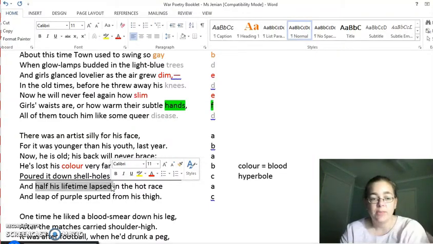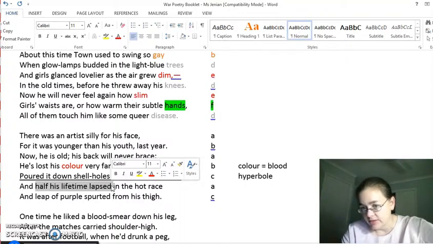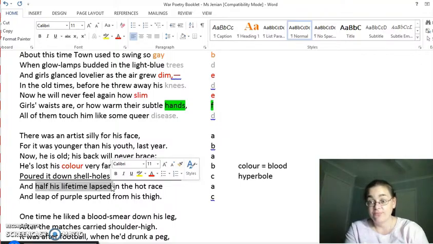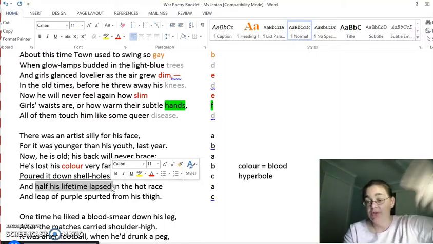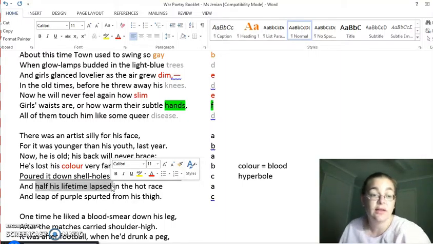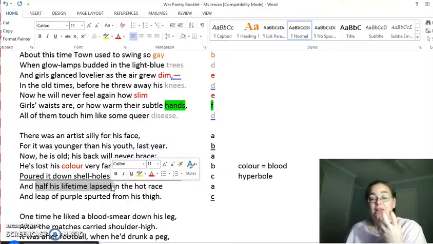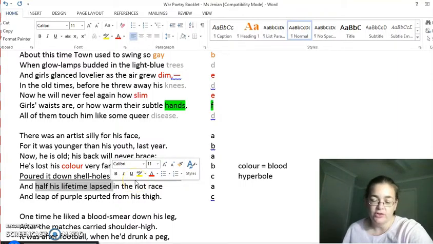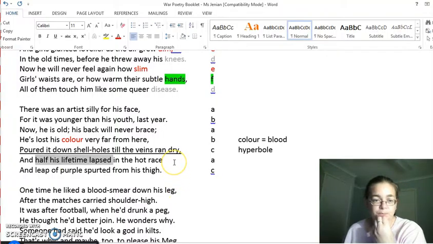In the hot race and leap of purple, so this is talk about the blood leaving his body, pouring out. Blood's quite hot. Feels hot to the touch when it's really fresh. Leap of purple, arterial blood spurts, gross, hideous. So we're talking about his injury, getting injured, and losing his life, losing his future through this injury, through this blood loss in this shell hole.